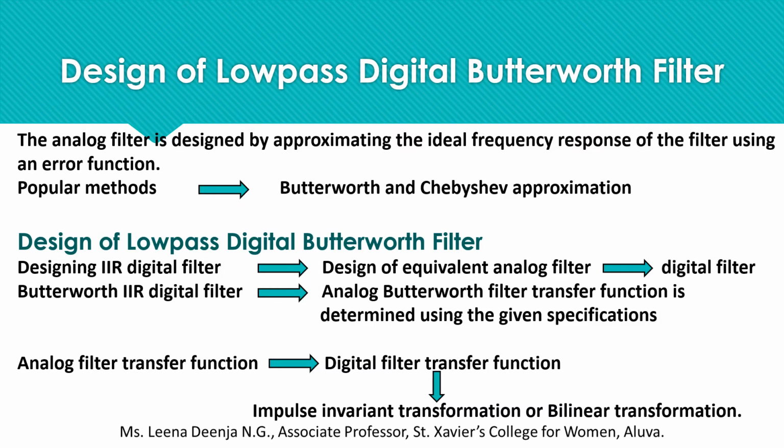The popular methods of designing an IIR digital filter involve the design of an equivalent analog filter and then converting the analog filter to a digital filter. Hence, to design a Butterworth IIR digital filter, first an analog Butterworth filter transfer function is determined using the given specification. Then the analog filter transfer function is converted to a digital filter transfer function by using either impulse invariant transformation or bilinear transformation.